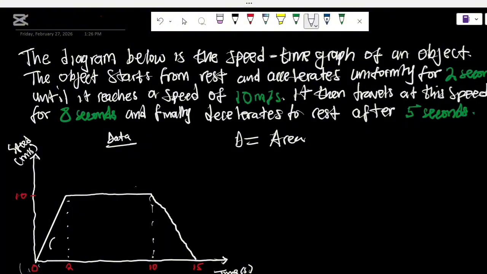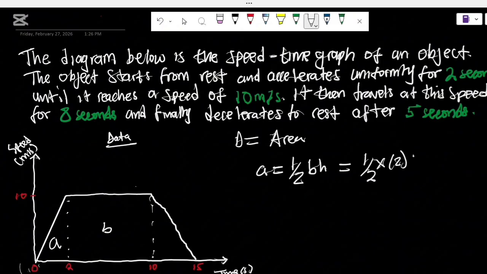So let's call this A and B. So for A, that is the triangle. So this is going to be half BH. And this is going to be half. The B here is from 0 to 2, which is just 2. And the H is from 0 to 10 here. So here we are going to have 10. And so 2 is going to cancel 2. And so the area is going to be 10 meters squared.